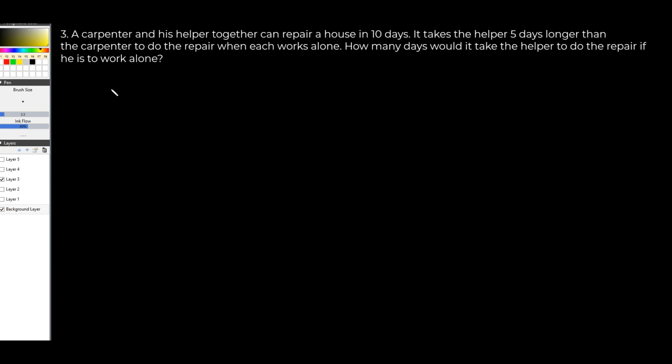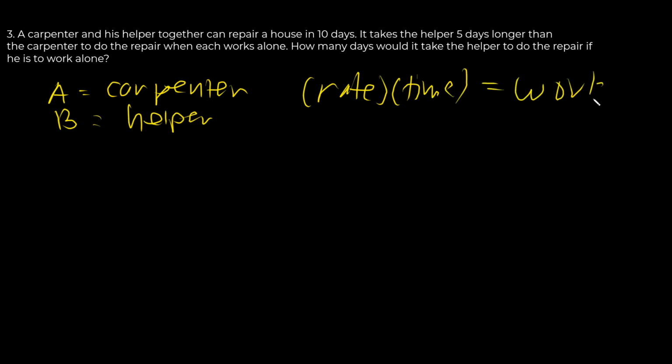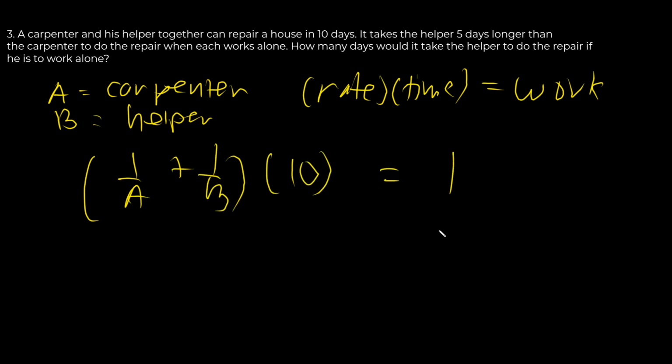So let's say A is the carpenter, and B is the helper. For work problems, rate times time is equal to work done. So 1 over A plus 1 over B times 10 days is equal to 1 work done. Then the problem says the helper takes 5 days longer than the carpenter to do the repair. So B is equal to A plus 5.